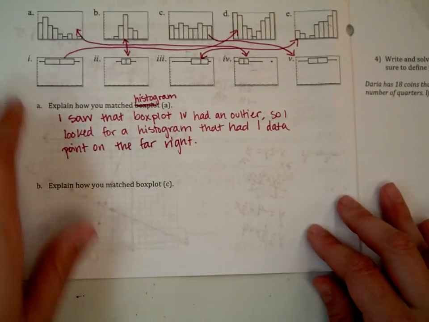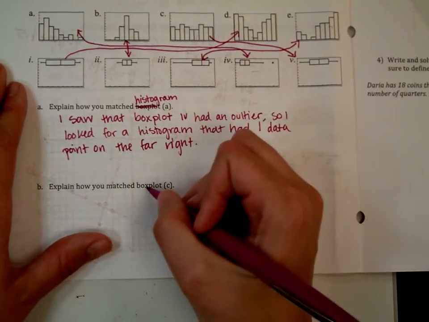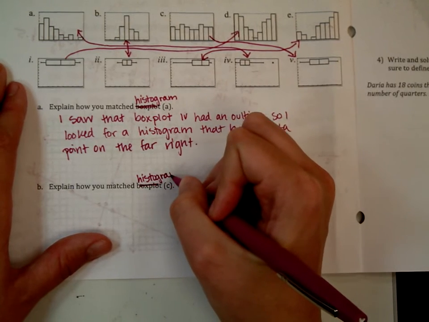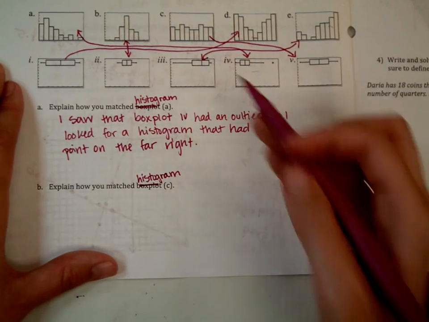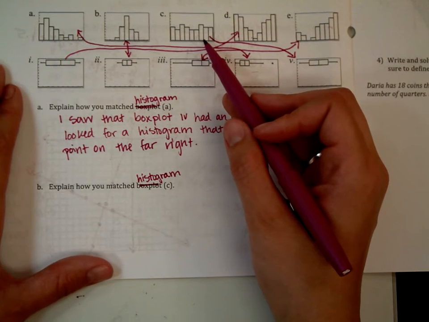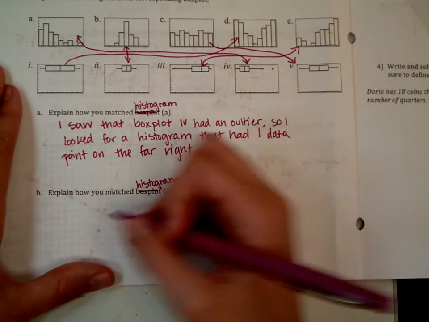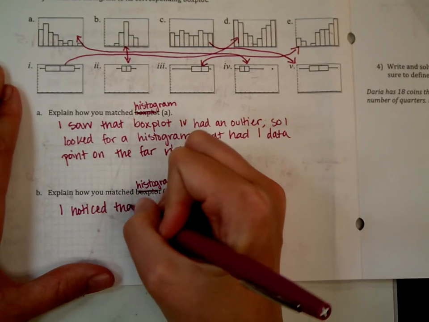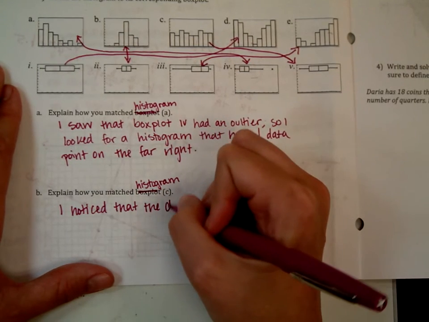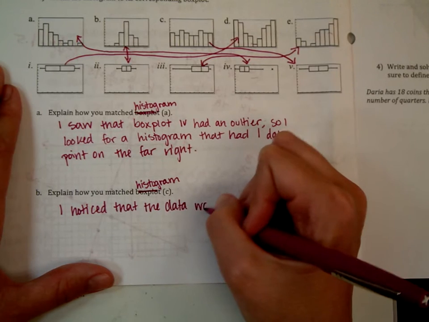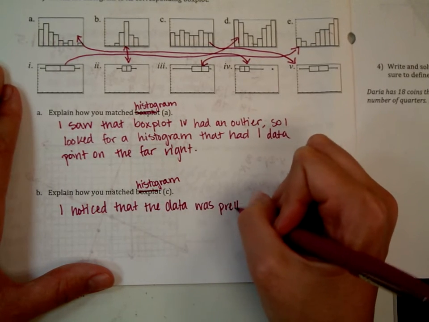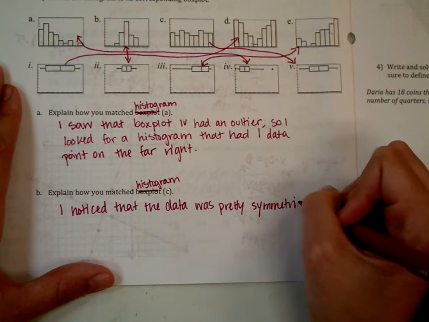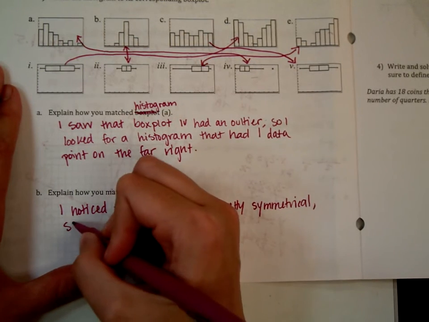Explain how you matched box plot C. So this should say histogram. So to match histogram C, we noticed that the data was pretty symmetrical. So the box plot would be symmetrical.